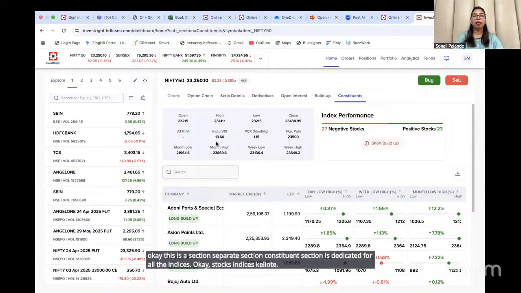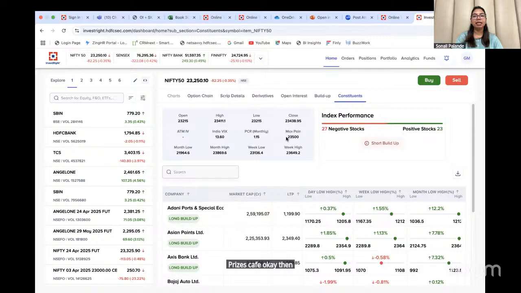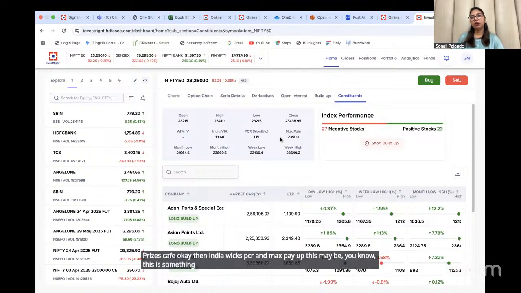सो सबसे पहली बात तो आपको इम्पोर्टेंट डेटा सेट यहाँ पे मिलेगा कि उस पर्टिकुलर डे पे ओपन, हाई, लो एंड क्लोज्ड प्राइजेस क्या थे. ओके, देन इंडिया विक्स, पीसीआर एंड मैक्स पे. अब इसमें भी this is something which can be a decision maker for your trading strategy. अब इससे कैसे डिफरेंस आता है?